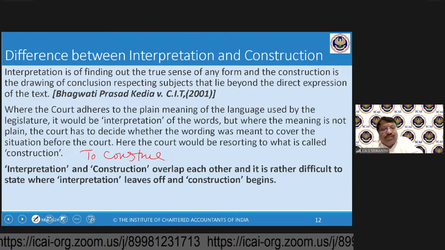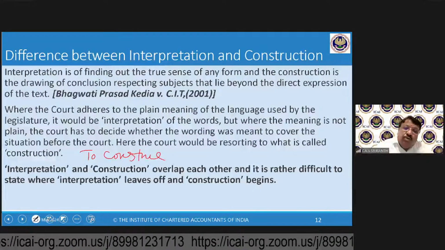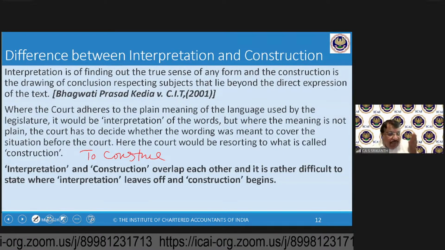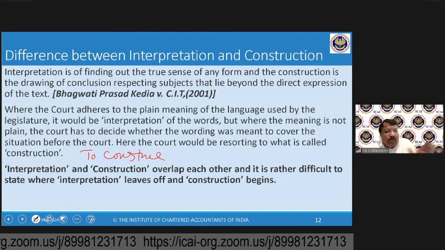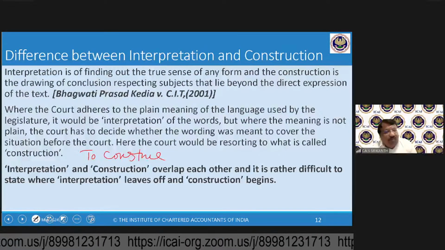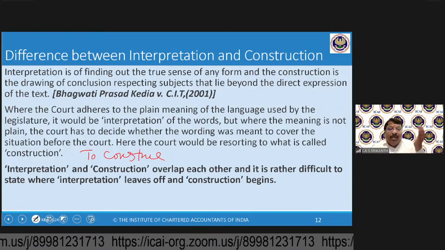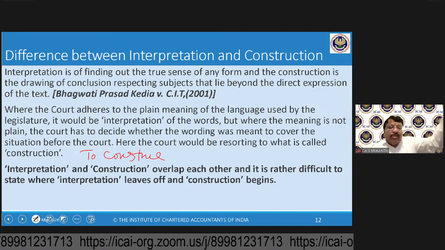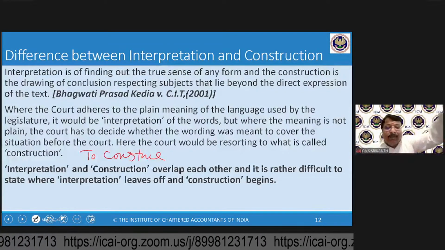Both result in construction. To construe. So when you construe, what you do is you take this law and you say, hey, this is what it says. But if you give effect to it, it will result in a manifest injustice to the citizen or the taxpayer because this is not in accordance with the avowed purpose of the legislature.